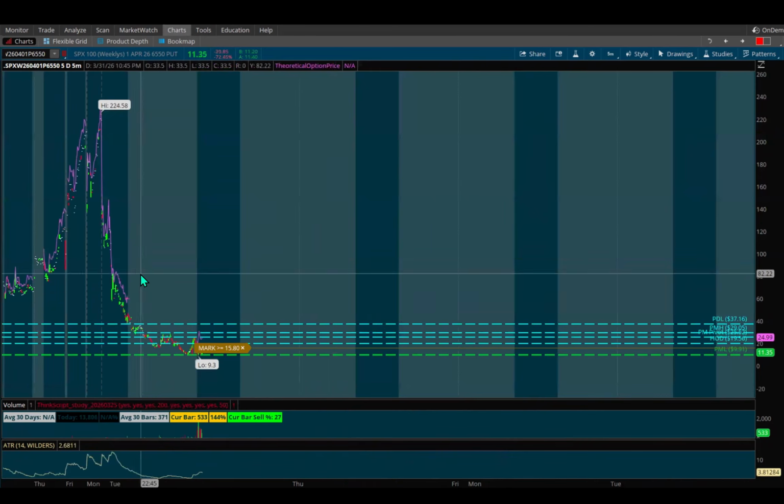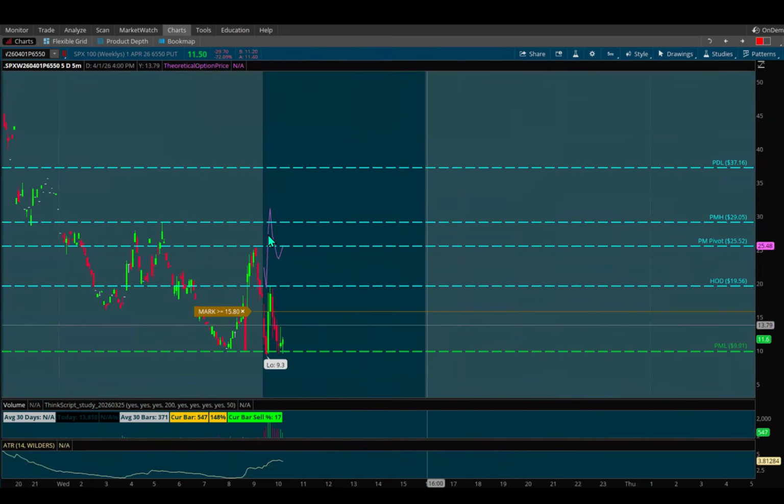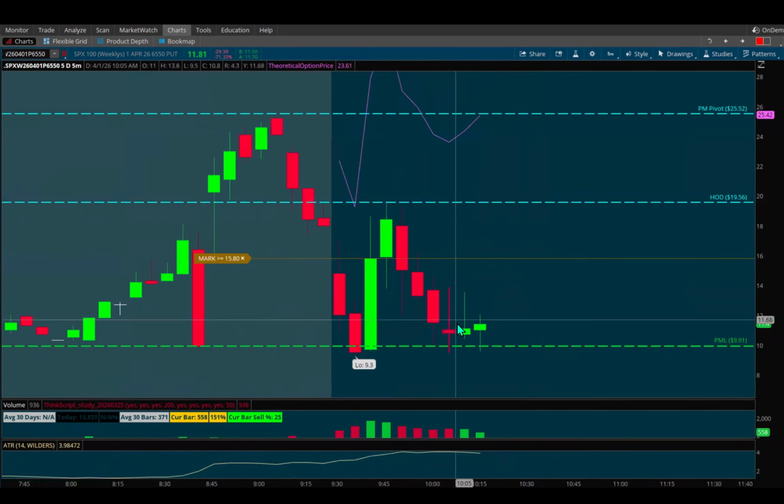$9 is support. Nowhere near that was it trading yesterday. The low of day yesterday was $40. So this is it. Either the bears are going to step in and defend this level here, or it's just going to get crushed and the market's going to be one-way action up today.